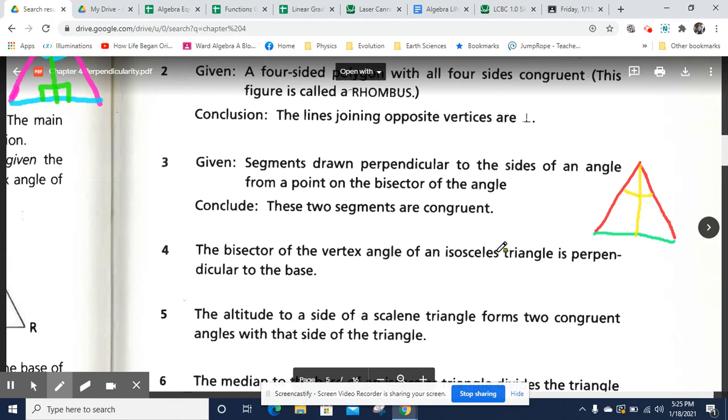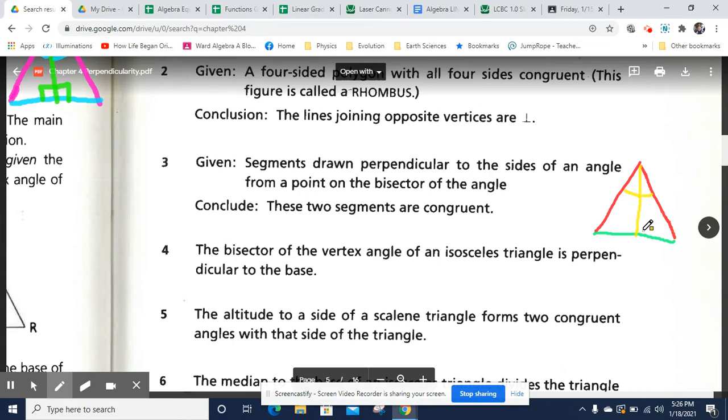So what I'm trying to establish, the thing that I'm trying to prove with this given information, is that this bisector is perpendicular to the base. So I'm trying to prove that these are right angles. To do that, it would be helpful to prove that this and this are congruent.